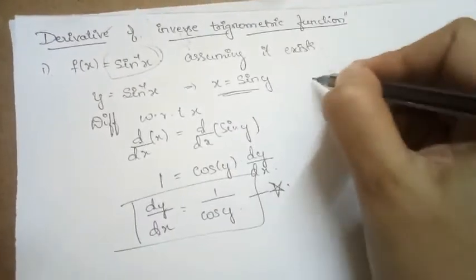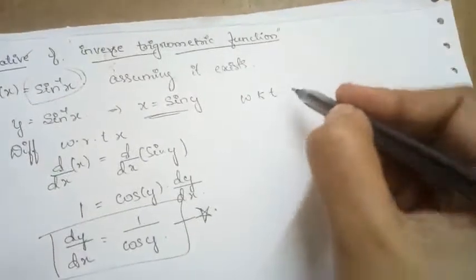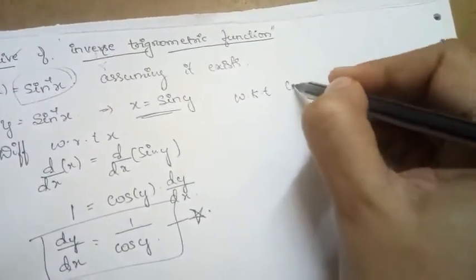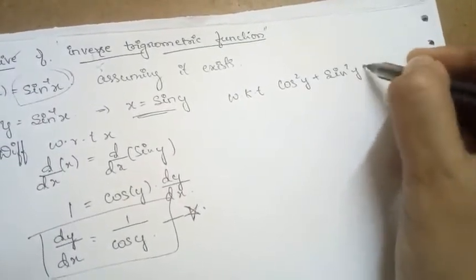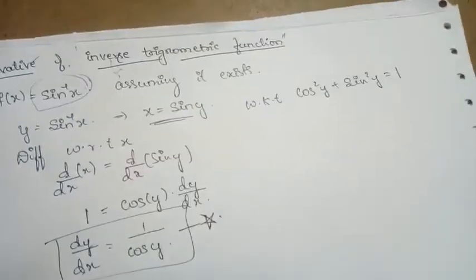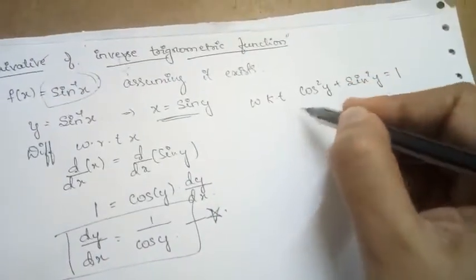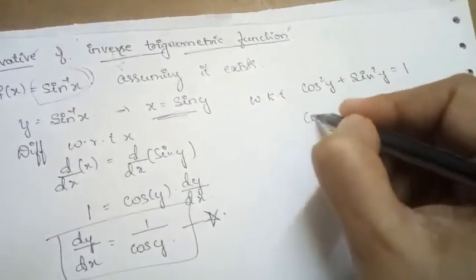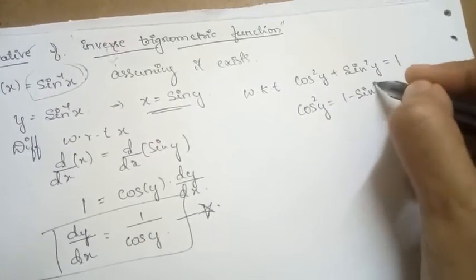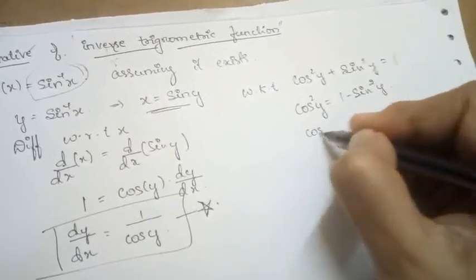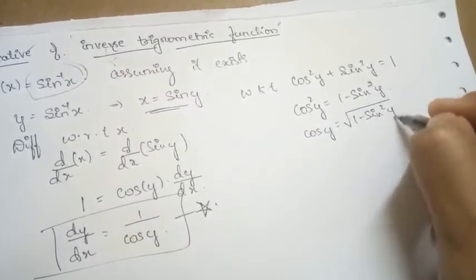We already know one of the easiest identities, that is cos²y + sin²y = 1. That is cos²θ + sin²θ = 1, and in place of θ I have written y here. Now substitute this identity for cos y. So cos²y is 1 − sin²y, so cos y is the square root of 1 − sin²y.